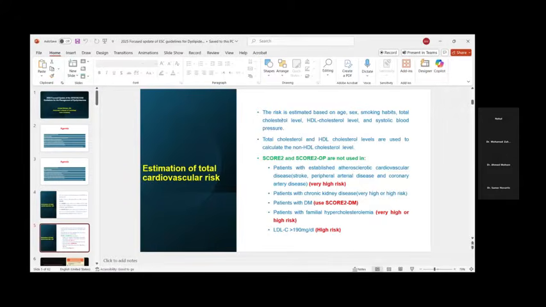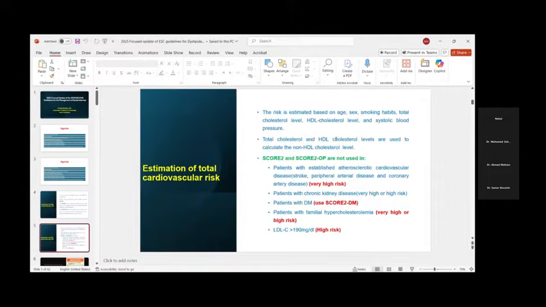This risk is estimated based on the age, gender, smoking habits, total cholesterol level, HDL cholesterol level, and systolic blood pressure. And actually, total cholesterol and HDL cholesterol levels are used here to calculate the non-HDL cholesterol level, which is considered an important input in the calculation of SCORE2.